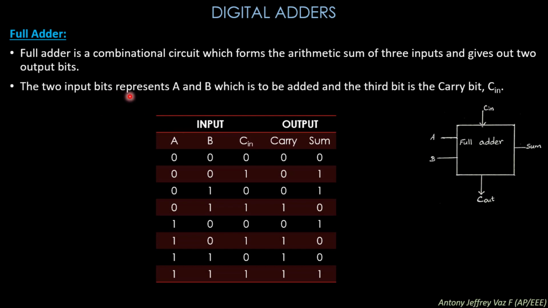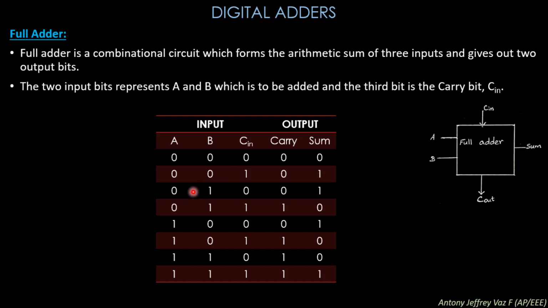The two input bits represent A and B, which are to be added, and the third bit is the carry bit C in. So you are going to add A and B. After adding A and B, it will provide you a result, and this result is added with the carry bit. After adding the carry bit, you get the carry as well as the sum bit. In the next stage, you can see the two inputs are the same, and then the carry bit is made 1. Once it is done, since the carry bit is 1, you get a sum of 1.